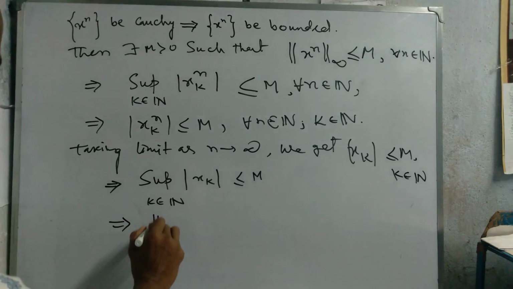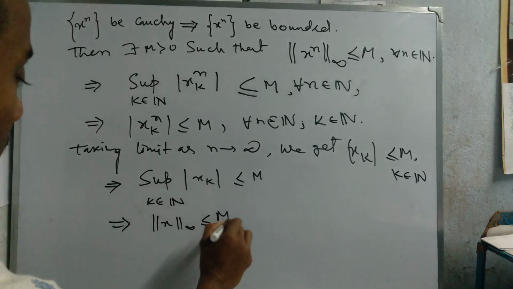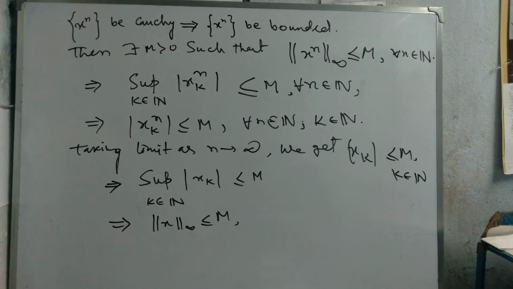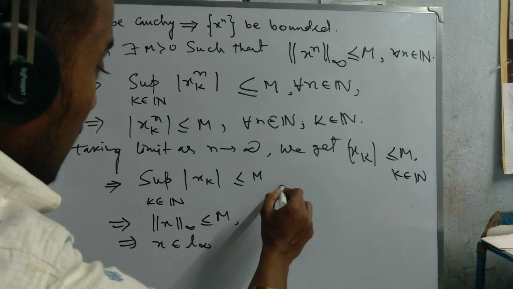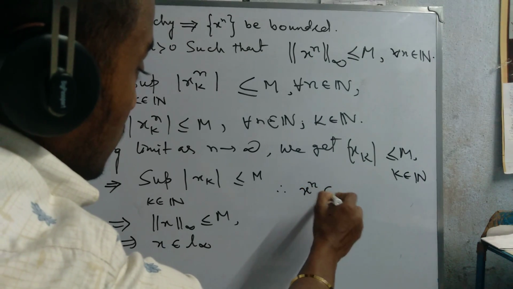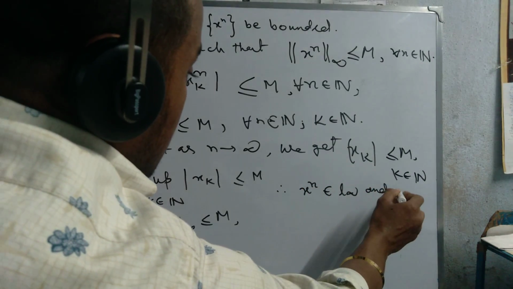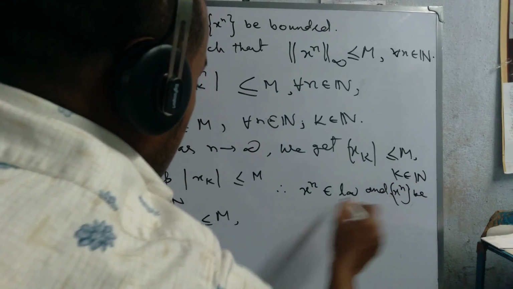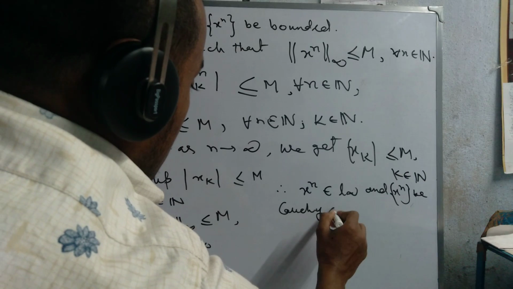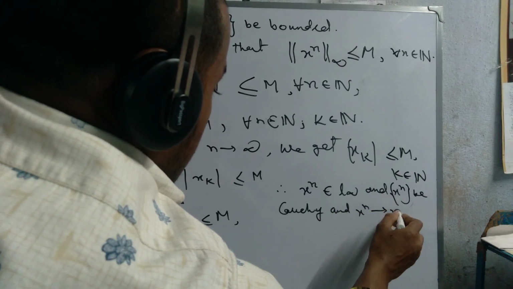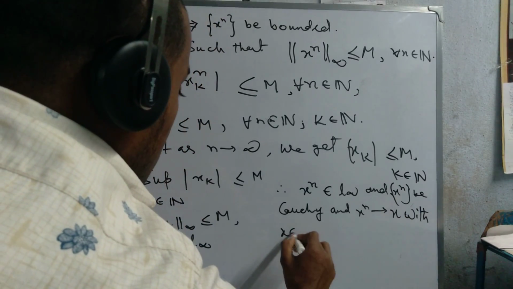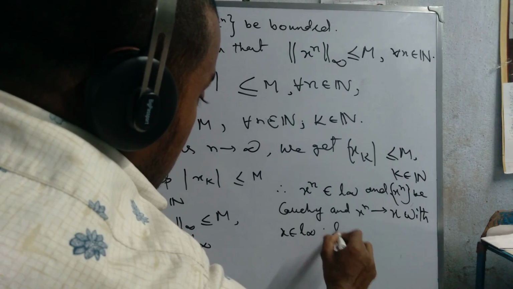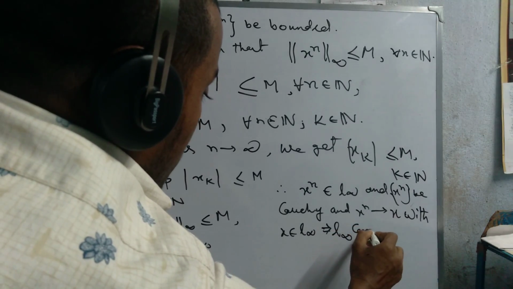Then this implies that the norm of x infinity is less than or equal to M. Understand or not? This implies that x belongs to L infinity. Any problem here? Not a problem at all. So we write that x_n belongs to L infinity and x_n is Cauchy and x_n converges to x with x belongs to L infinity. This implies that L infinity is complete.